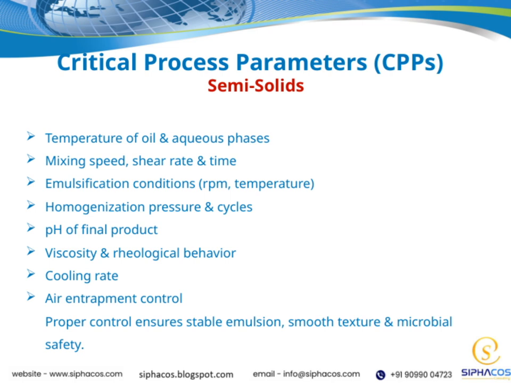pH is another key factor. Maintaining the proper pH ensures product stability and safety. Viscosity and rheological behavior are essential for the product's texture and ease of application, so these should be monitored closely. The cooling rate also plays a role, especially in solidifying the structure without causing defects. Finally, controlling air entrapment is critical. Proper control of these parameters helps us produce a stable emulsion with a smooth texture and ensures microbial safety. All these factors, collectively known as critical process parameters, are fundamental in making high-quality semi-solid products.